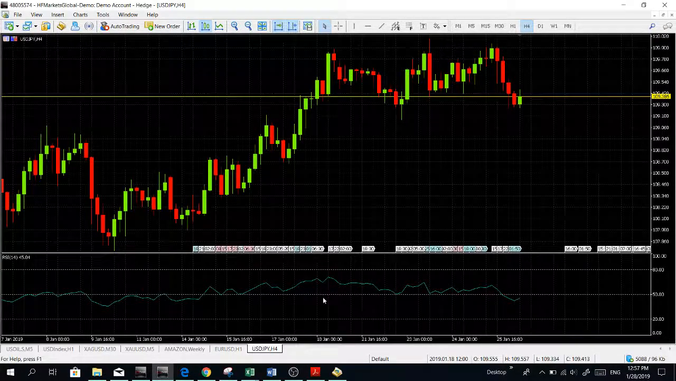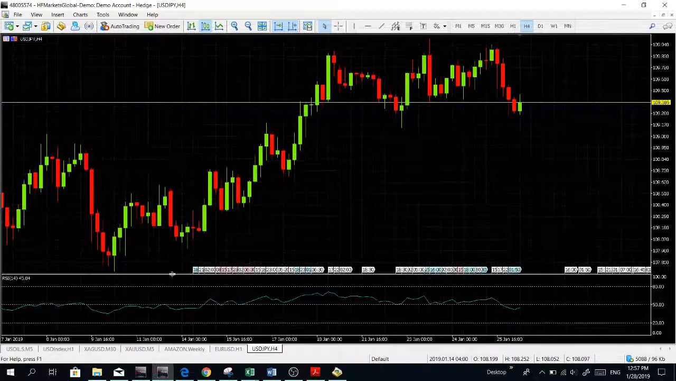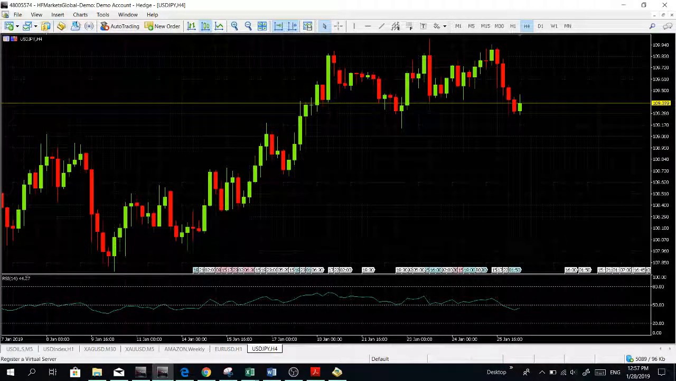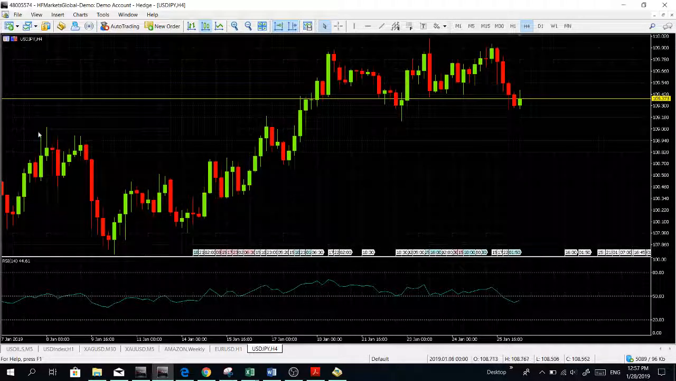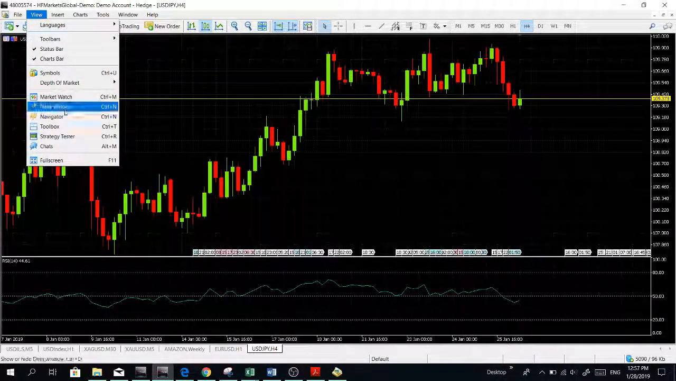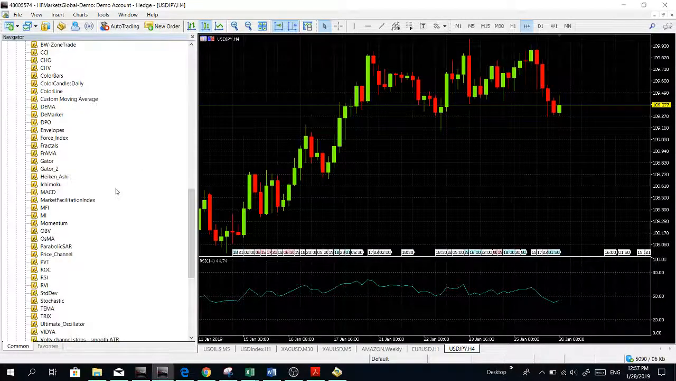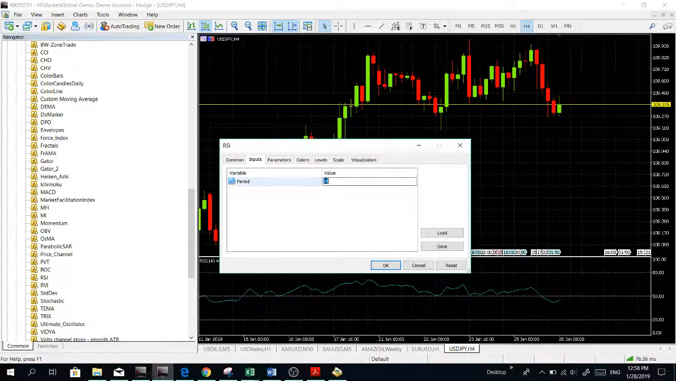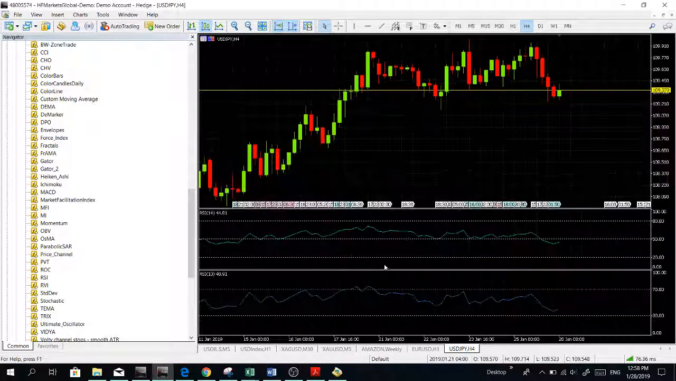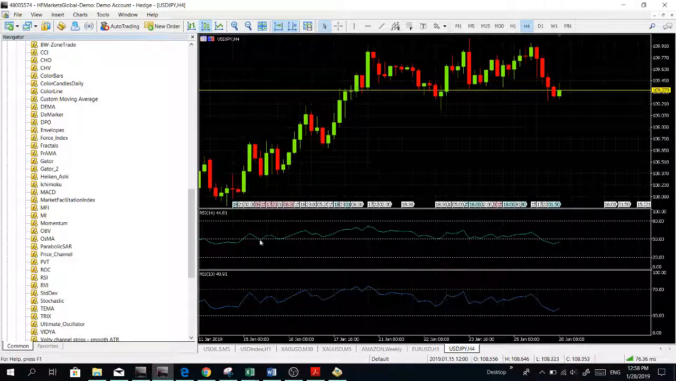Also, there is another setting you can have. I will tell you two secrets here. First, let's have the RSI with the 30/70 setting and an input of 10 days as the time period. Okay, this is the time period of 10 days.